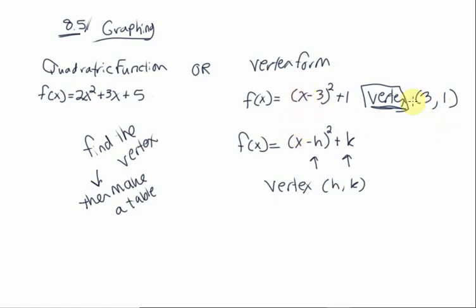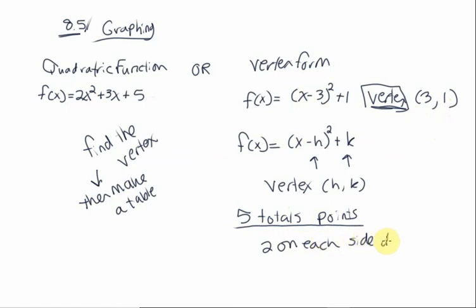Now, to graph these, we get the vertex, and we still make a table. I'm going to want 5 total points in your table of values. But you have 1 already with the vertex, so 2 on each side of the vertex. Okay? And then when I say a table, I mean an XY table of values so that we can easily graph these parabolas. And remember, the shapes are going to be parabolas, these big U-like shapes.